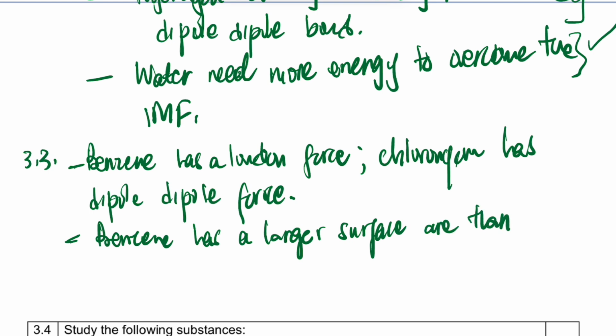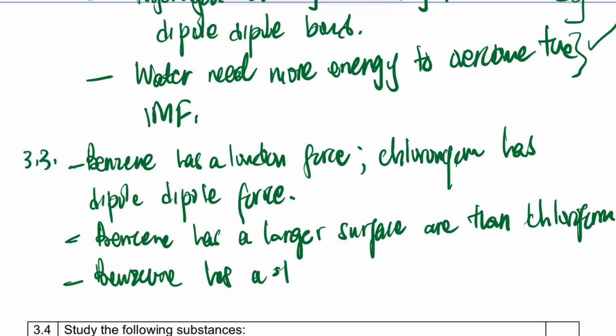Than what? Than chloroform. And then what you need to do now, you need to talk about the energy. And then you say benzene has a stronger, so we concluded that benzene has a stronger intermolecular force than chloroform.